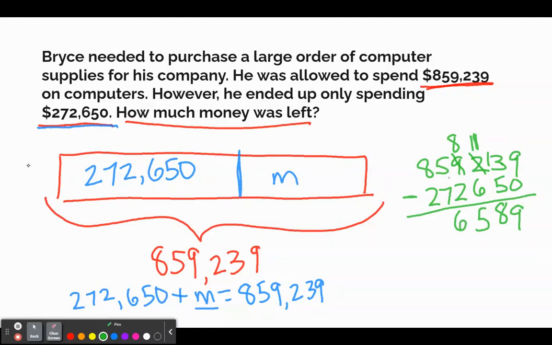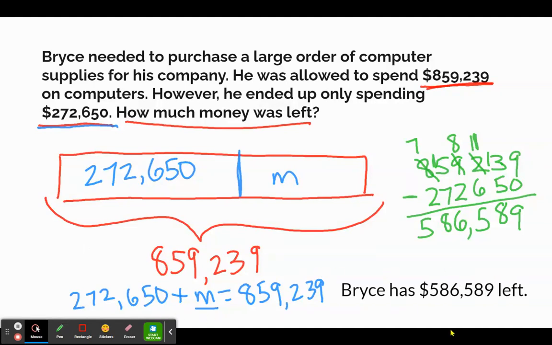5 minus 7, can't do that. Let's go to my 100,000s. I'm going to take 1 100,000. That leaves me with 7. I'm going to take that 100,000, change that to, now I have 15 10,000s. So 15 take away 7 is 8. And then 7 take away 2 is 5. So I have $586,589 left. That's how much Bryce has left. Now, it's really important whenever we're answering a word problem to answer it in a complete sentence. So Bryce has $586,589 left.